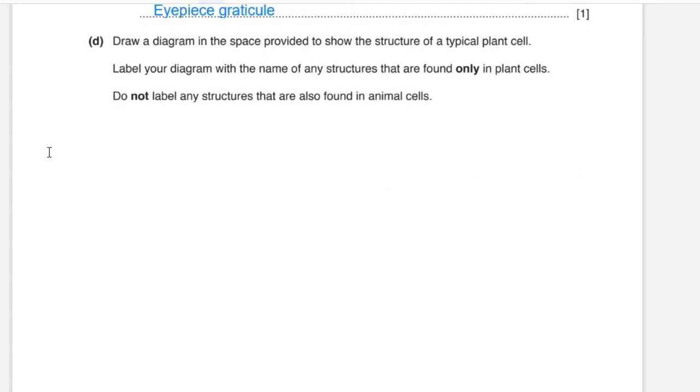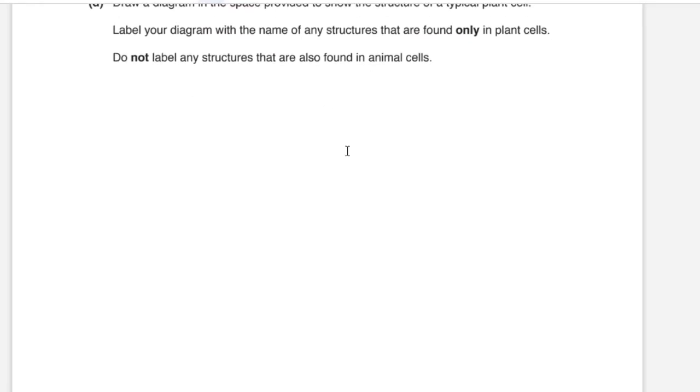D. Draw a diagram in the space provided to show the structure of a typical plant cell. Label your diagram with the name of any structures that are found only in plant cells. Do not label any structures that are also found in animal cells.